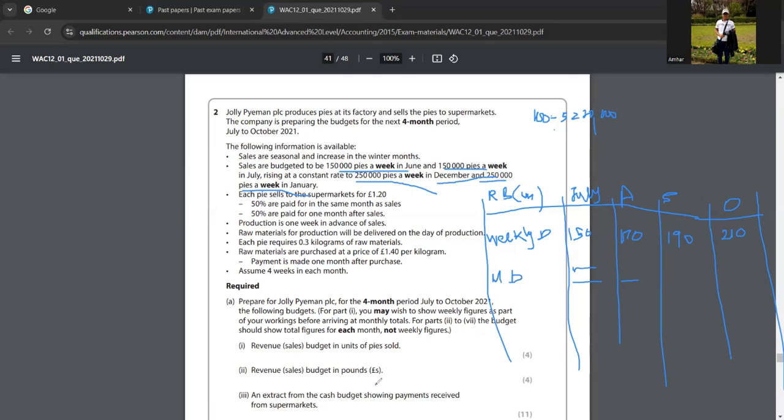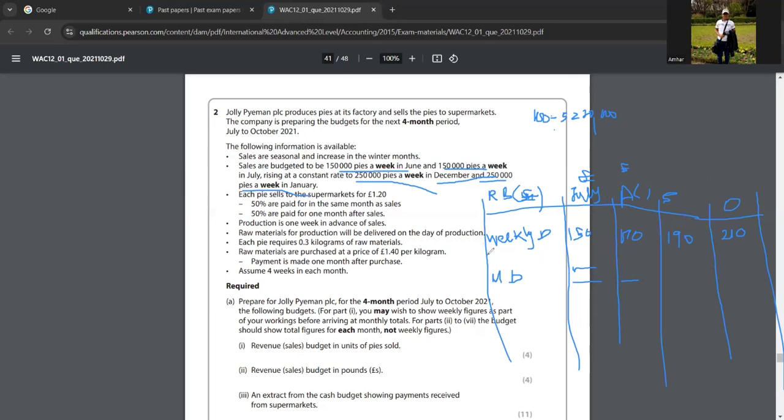Revenue sales budget in pounds. So again, you have to draw columns like this, but instead of units you have to put pounds, the pound mark. So revenue budget, this pound mark, July, August, September, October. This will be the same. But earlier we didn't put units or anything, right? So here this is regarding pounds. So under July you put this pounds mark on top or on the side of this. Here also the same for September, October.